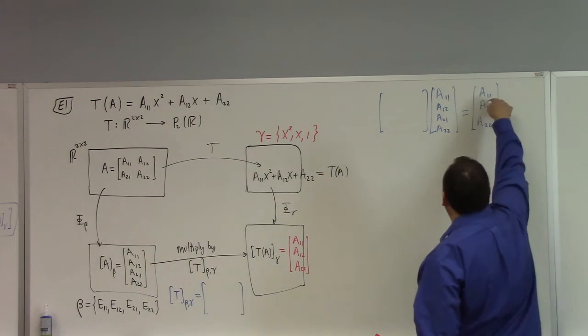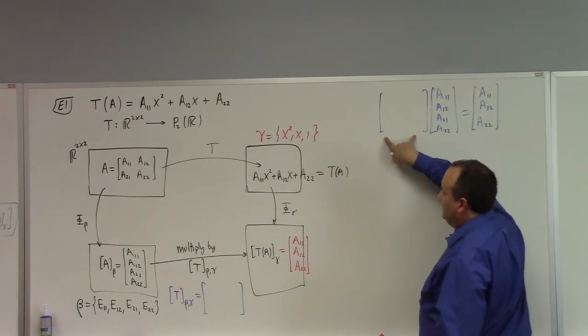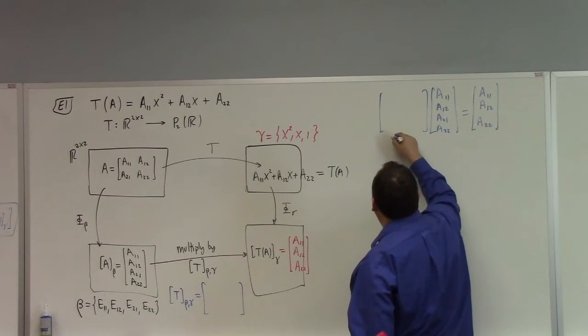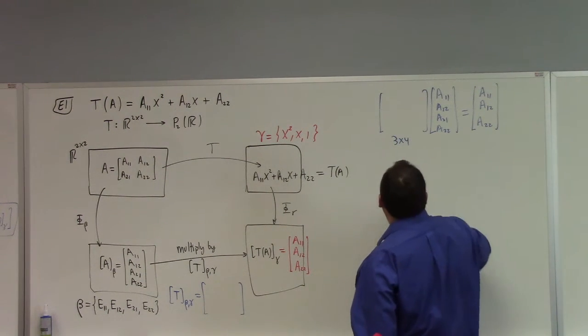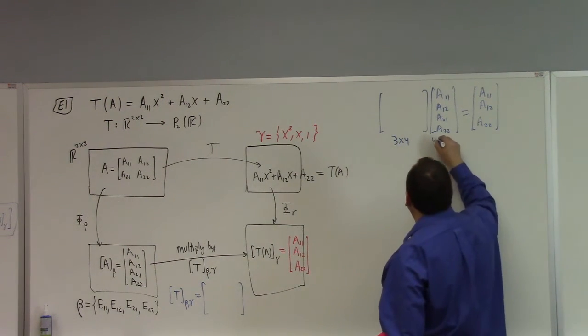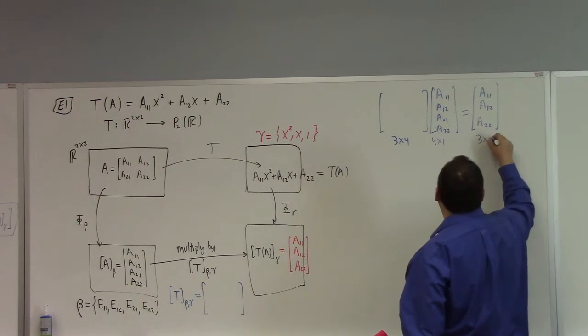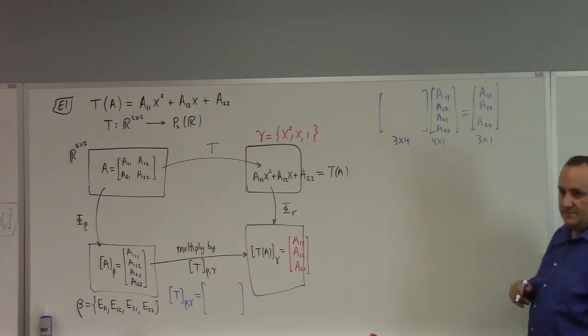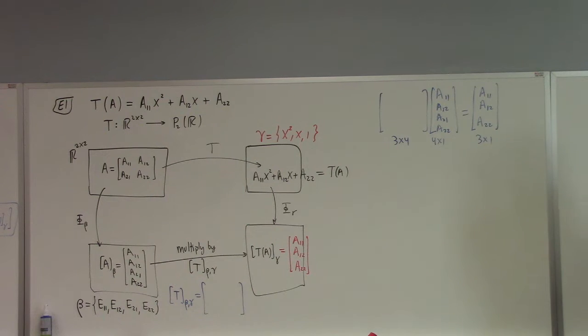How do I get A11 over here? What's the size of this, by the way? It's got to be a 3 by 4, because this is a 4 by 1 and this is a 3 by 1. By the usual dimensionality of matrix multiplication, it forces that upon us. That also squares well with the definition I boxed over there. You have as many columns as the dimension of the domain and as many rows as the dimension of the codomain.